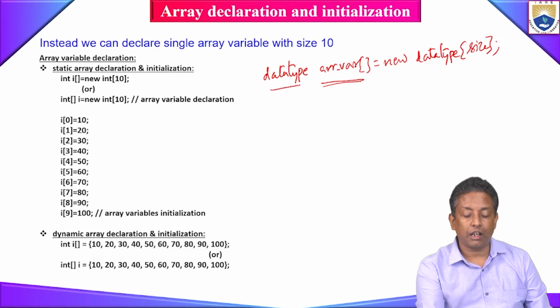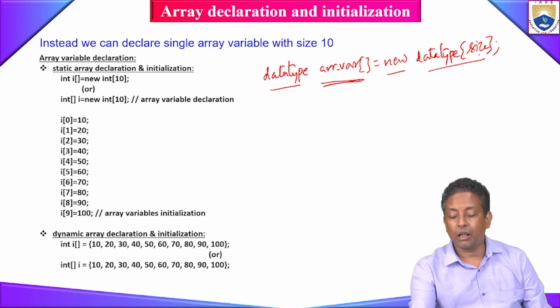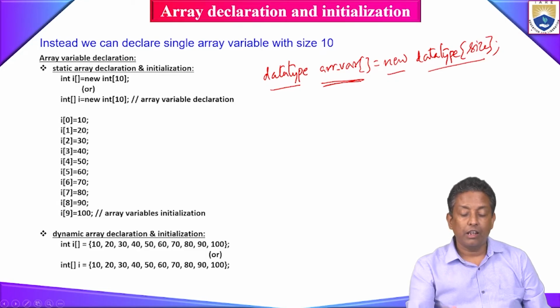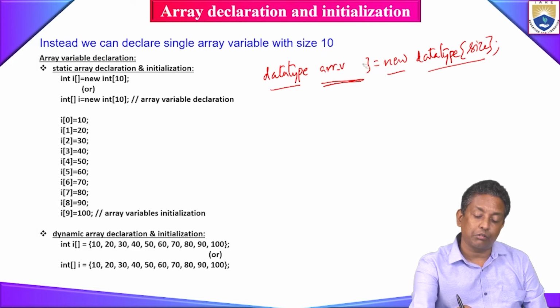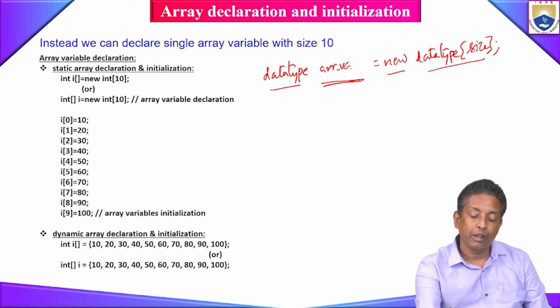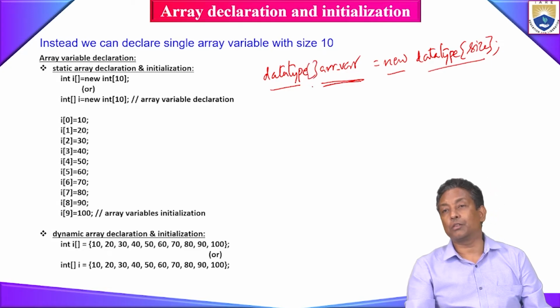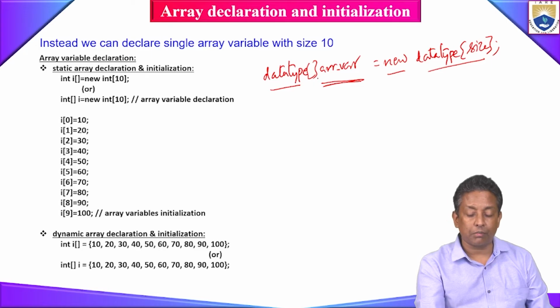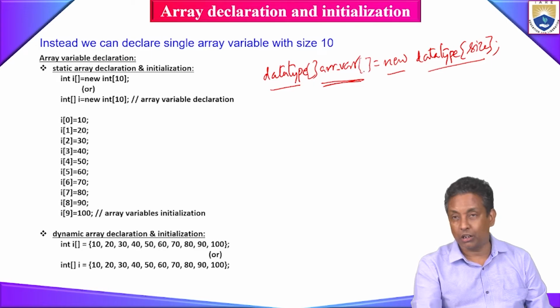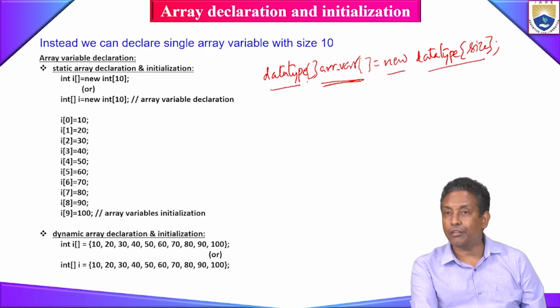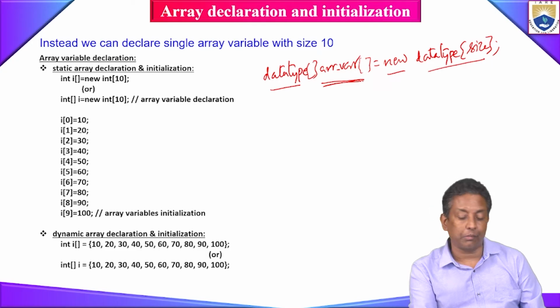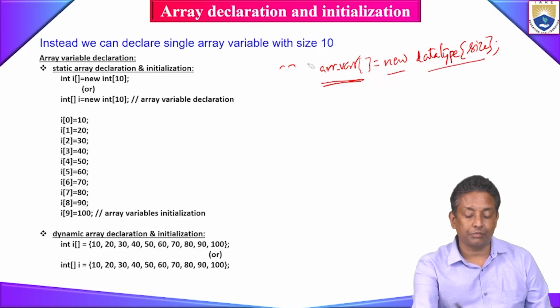The next is new, then you write the data type and the size. So: data type, array variable name with square bracket, is equal to new data type of, in the square bracket, the size. Here there is one option. Instead of putting the square bracket at the end of the array variable name, you can put the square bracket at the end of the data type also. So you can put the square bracket here or here, but don't put the square bracket twice. It is optional. So you can put the square bracket after the data type or after the array variable. So fine, this is the syntax.